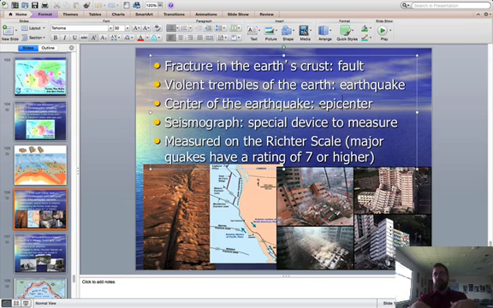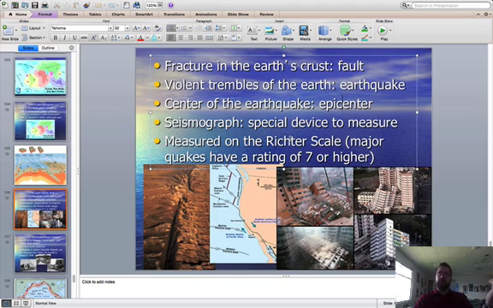As far as how deep in the crust it may be, that can vary quite a bit. The closer it is to the surface, the more damage the earthquake is going to cause. Then the seismograph is the device that we use to measure the strength of an earthquake, and the Richter scale is what we rate them on. So generally 7 or higher are horrible earthquakes.